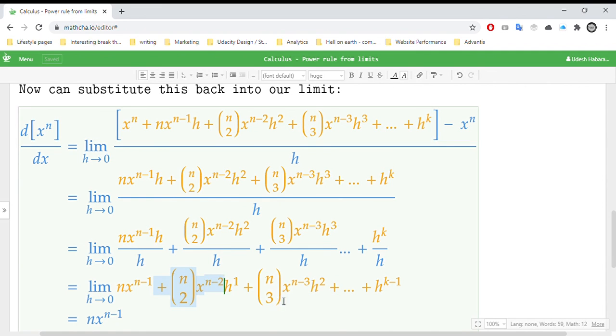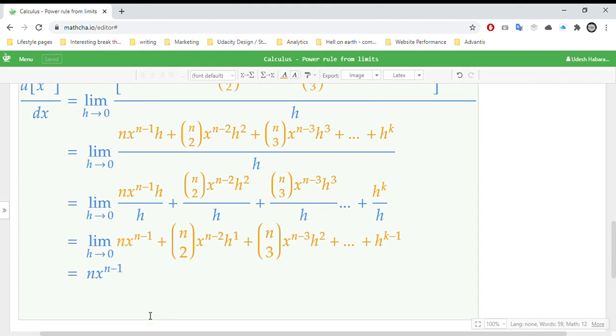This whole part just goes to 0, and h to the k also goes to 0, because as k gets bigger and bigger, h is small. It's a really tiny number. So a really tiny number to a really high power is an even tinier number. So that goes to 0 as well. And all we're left with is this, which is the derivative of x to the n.